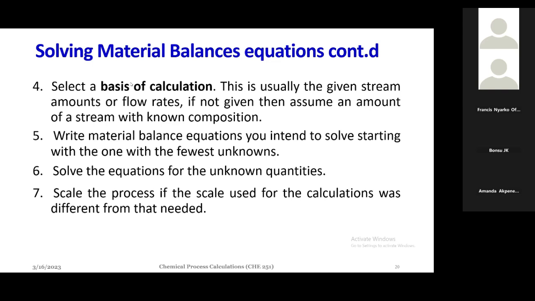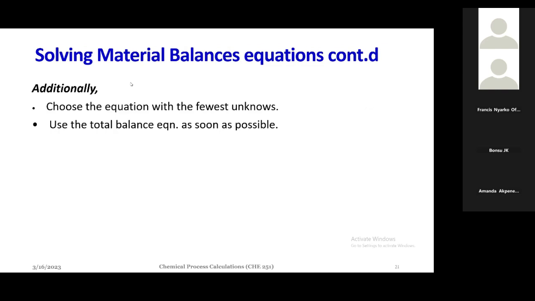But then you have to start solving with the equations with very few unknowns. And the 6 and 7, we'll talk about that one later. So you have to choose the equation with the fewest unknowns, because some of the equations might need other variables, but then you wouldn't know them. You have to start. So if you have an equation that has just one unknown, you try and find that one first before you proceed to the next one. Use the total balance equation as soon as possible.